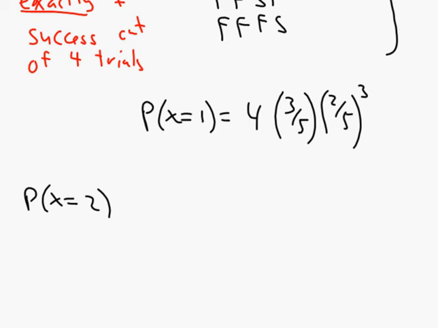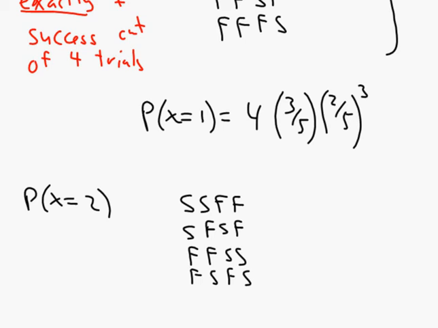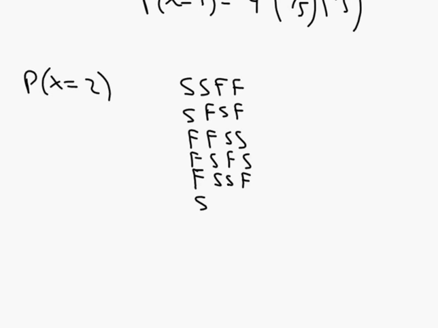All right? But let's consider some ways that we can get 2 successes. So we could have success, success, fail, fail. We could have success, fail, success, fail. We could flip these, so fail, fail, success, success. We could have fail, success, fail, success. And then I think there's another one. There's fail, success, success, fail, or success, fail, fail, success. So there are 6 ways to get exactly 2 in.